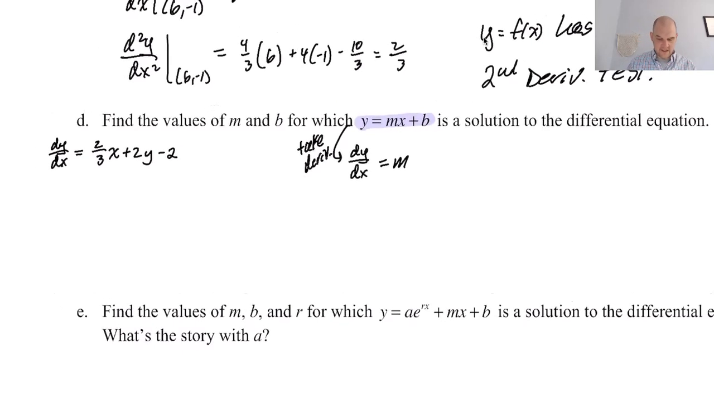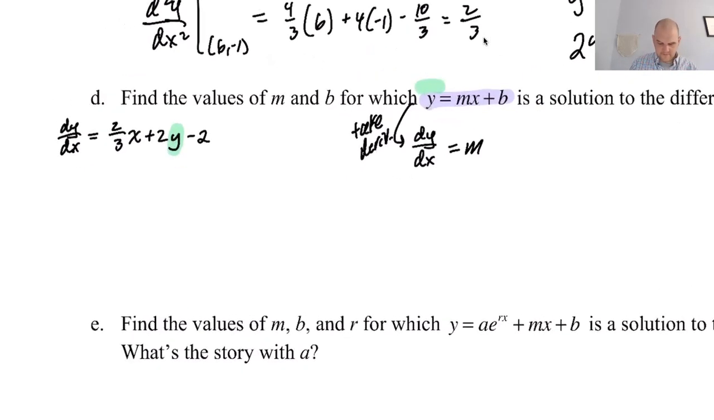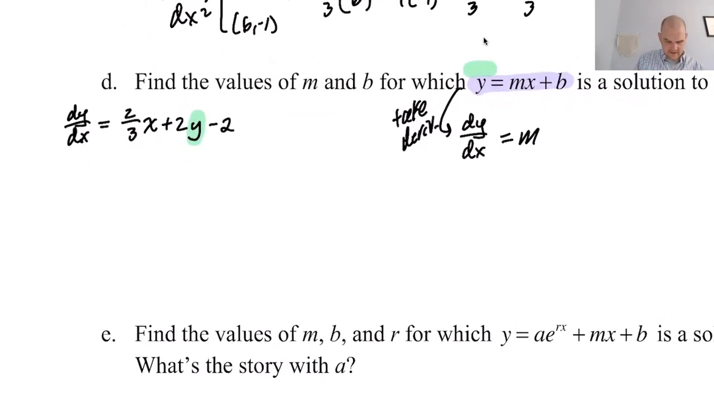The other way of writing dy/dx, if you look over here, is 2/3 x plus 2y minus 2. There's a y in there, you see that y? Well, we know another way to write y. y is actually mx plus b. So we can rewrite this. I can say dy/dx is 2/3 x plus 2 times the quantity mx plus b, which is what y is equal to, and then subtract 2. I'm going to clean this up a little.